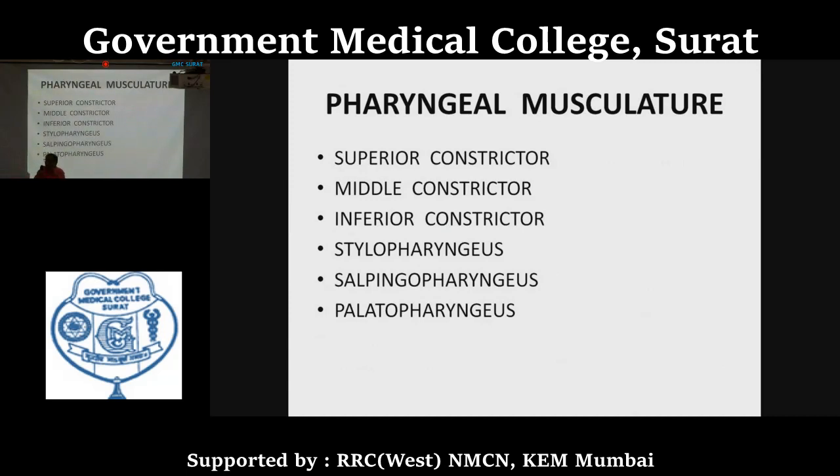Just like that of the constrictor, the insertion is the same. That is in the posterior median raphe. The insertion of these three also is the same. What is the insertion? Some fibers of these muscles get lost within the wall of the pharynx, and the other fibers of these muscles are inserted in the posterior border of the lamina of the thyroid cartilage. Now let me show the figure.